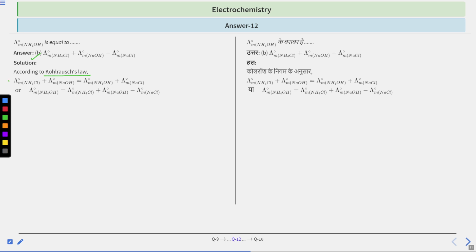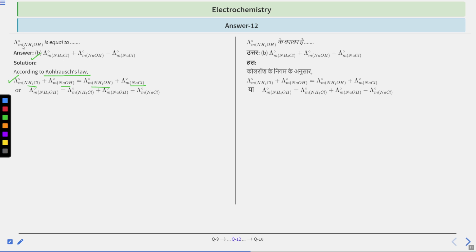So what we have to write? We have to write lambda naught M for NH4Cl plus lambda naught M for NaOH. This will be equal to lambda naught M for NH4OH plus lambda naught M for NaCl. Because if you give a reaction here, NH4Cl plus NaOH will give us NH4OH plus NaCl, right? For any reaction, we can write the molar conductivity of the compounds in the form of the sum of their reactants or products molar conductivity. So NH4Cl and NaOH are the reactants, and NH4OH and NaCl are the products. The sum of molar conductivity of reactants should be equal to the sum of molar conductivity of products.